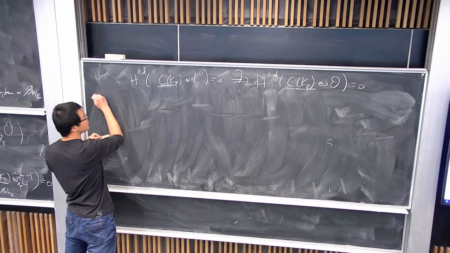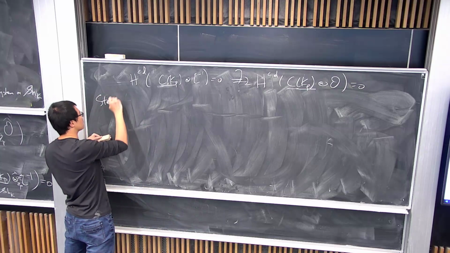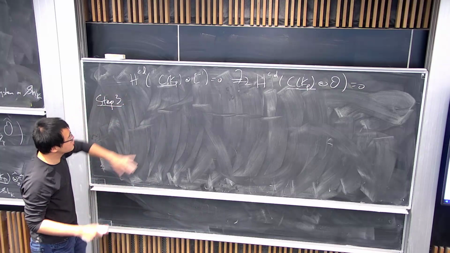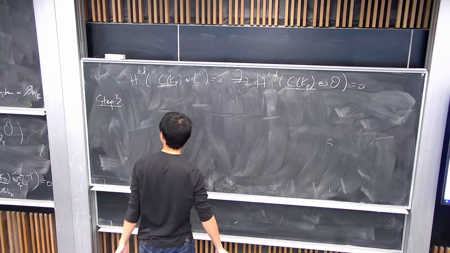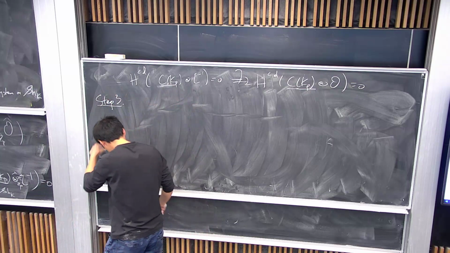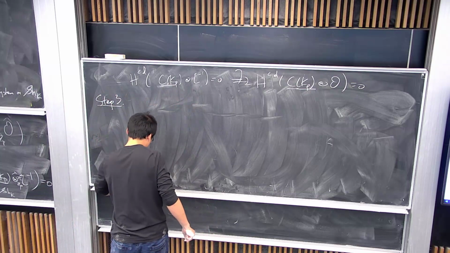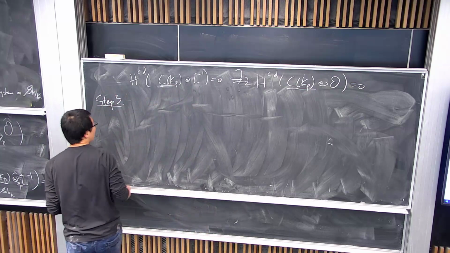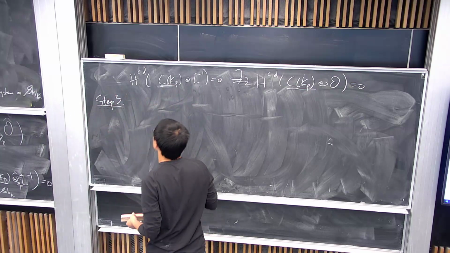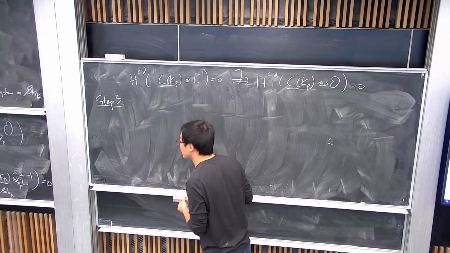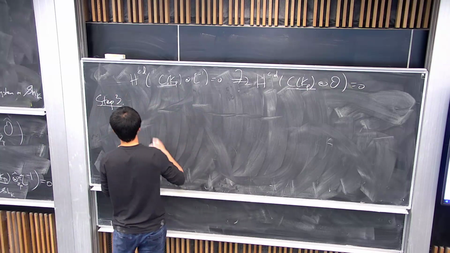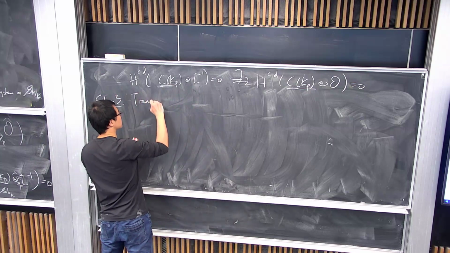I don't have much time. So step 3. So how to do this? And how to untwist this ample line bundle? Actually, this is some kind of argument that already appeared in Bernstein's work on localization, using the translation functor.